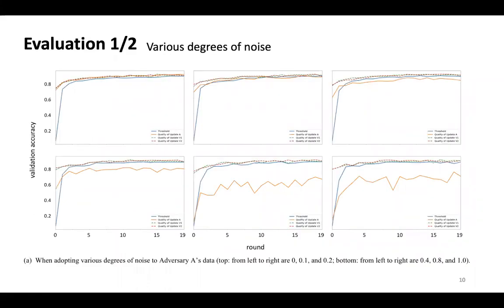Now let's take a look at the results. It shows the validation accuracy at each epoch during the federated learning. In this graph, the blue line shows the threshold and the other lines show the users. And one of these users, shown in the orange line, is the adversary. As we can see, we successfully identified and removed almost all adversary updates by comparing the threshold and the quality of each user's update.